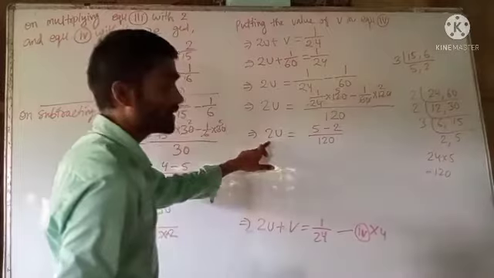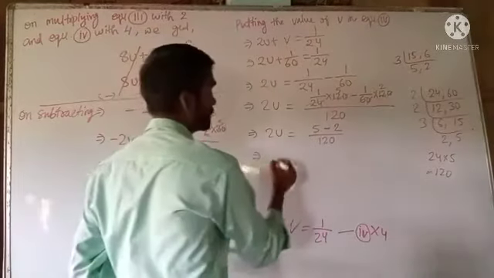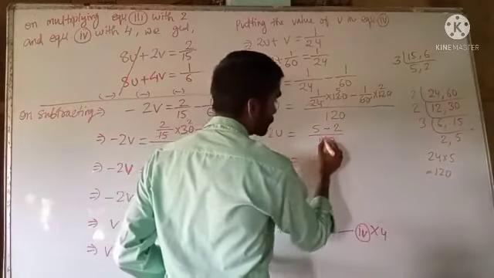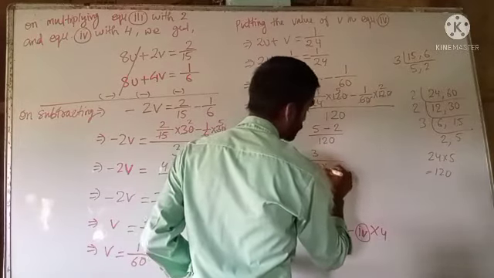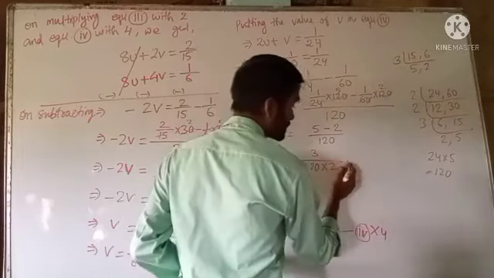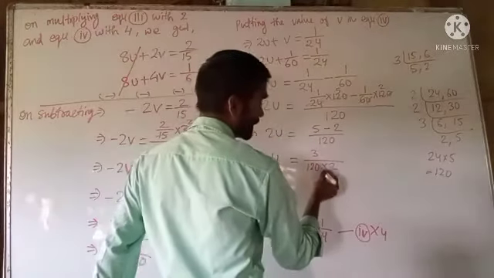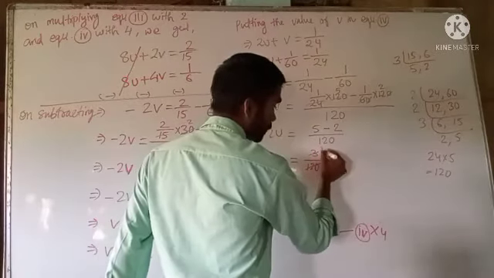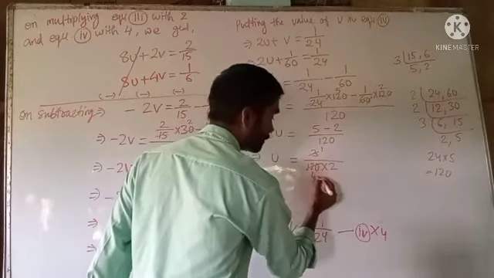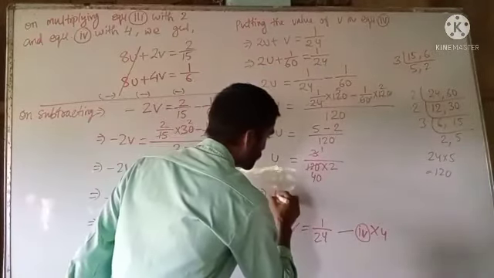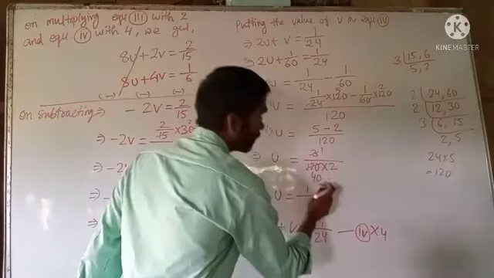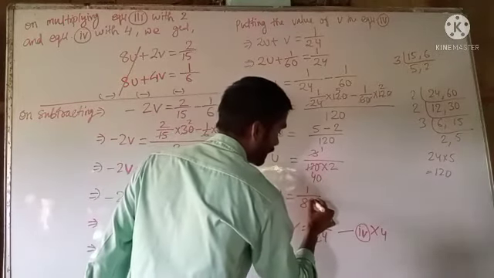Now 2 is multiplied here. When we are transferring on the other side, it will change into divide. So u is equal to 5 minus 2 it is 3 by 120 into this 2, that is in the divide form. Now we can cancel it. 3 1 time, 3 4 times it is 12 and 0 is left. That 0 we wrote here. Now u is equal to 1 by 40 into 2 will get here 80.